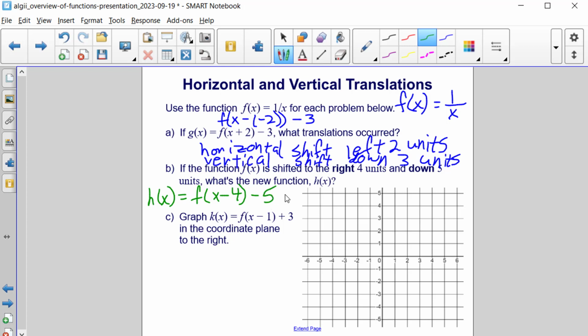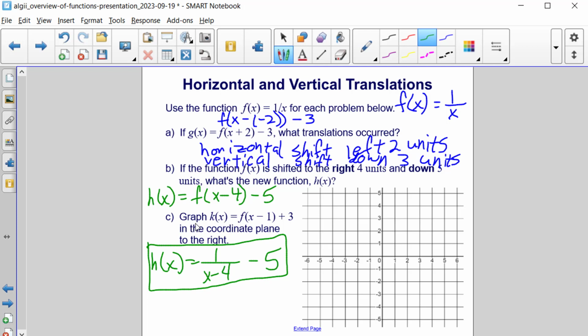If we rewrite this h of x in terms of the function notation, we're going to have 1 over, and then where the x originally is, we're going to substitute x minus 4 in its place. And then the subtraction of 5 that's outside remains outside. So here's the final function for h of x.